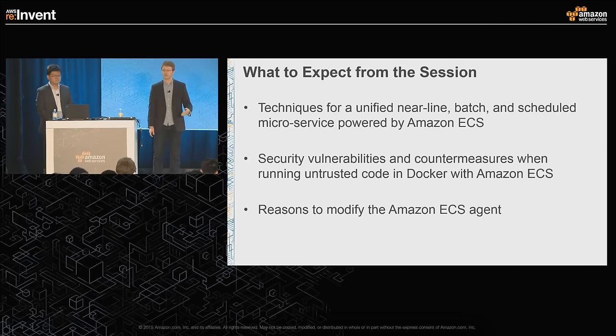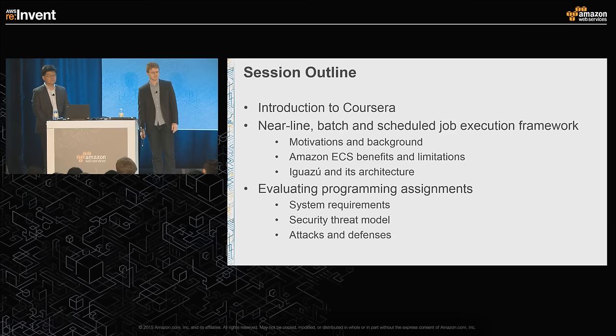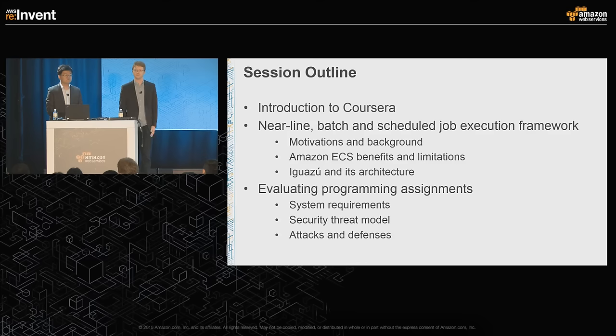Finally, we'll talk about why we have actually forked the Amazon ECS agent and modified it, and why you may want to as well. Now, this talk is organized as follows. Begin by introducing Coursera to provide the necessary background to understand the decisions that we've made and why we've done what we've done. Then my colleague Frank will discuss our unified job execution framework, discuss the advantages and disadvantages of using Amazon ECS, and finally go over our system's architecture.